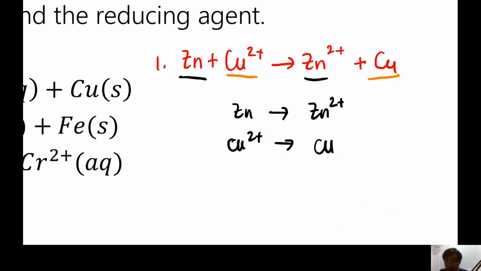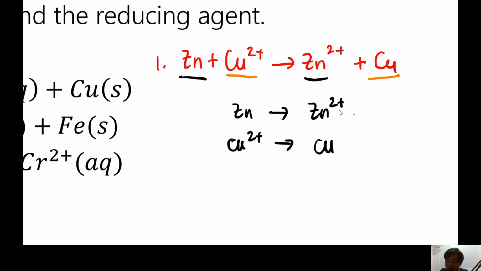Okay lang na. Okay, so let's have the charges naman. So, kunin natin yung total charge. Okay, so zinc, ano yung total charge niyan? Pag wala nakalagay, 0. Ito, positive 2. So, on the left side, you have 0. On the right side, you have positive 2. How are you going to make them equal? Paano mo sila gagawin parehas 0? I will add electron sa product side.